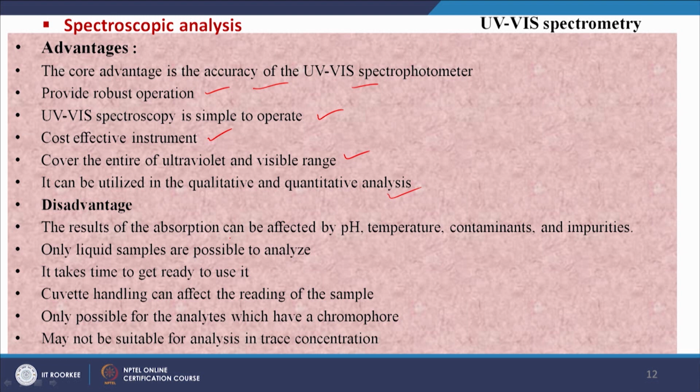The results of the absorption can be affected by pH, temperature, contaminants and impurities, and only liquid samples are possible to analyze. It takes time to get ready to use, and cuvette handling can affect the reading of the sample, and it may not be suitable for analysis in trace concentrations. The instrument has some detection limit. So, the detection limit for UV visible may not be very low. If it is ppb, then it may not be able to give us that.